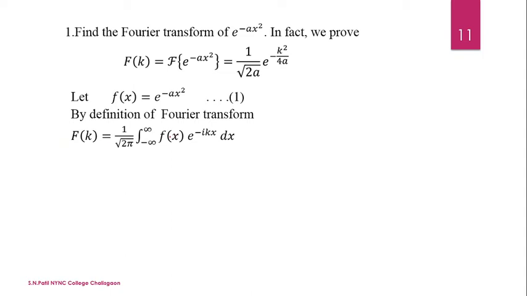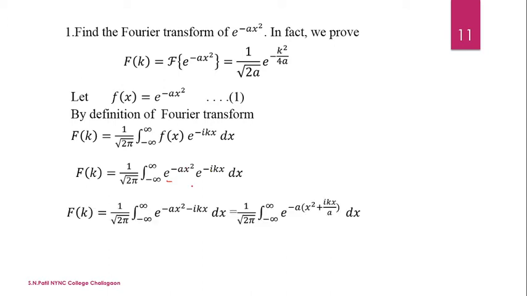By definition of Fourier transform, f of k is equal to 1 upon under root 2 pi integration from minus infinity to plus infinity f of x e raised to minus i k x dx. Substitute the value of f of x. See here the base is the same, so take the addition of powers. Then we get e raised to minus a x square minus i k x.